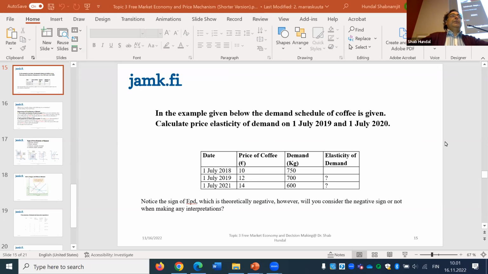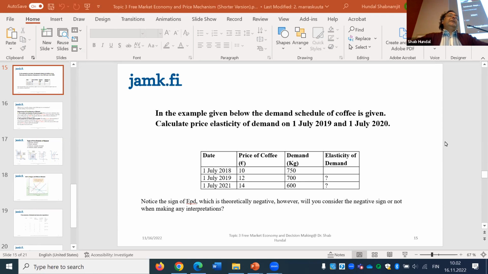No change in income, no change in fashion, same population, same technology, same number of substitutes and complementary goods, nothing changed. The only thing changed is the price of the product, and the demand of the product changes accordingly. But that is a qualitative phenomenon. We need to quantify that.